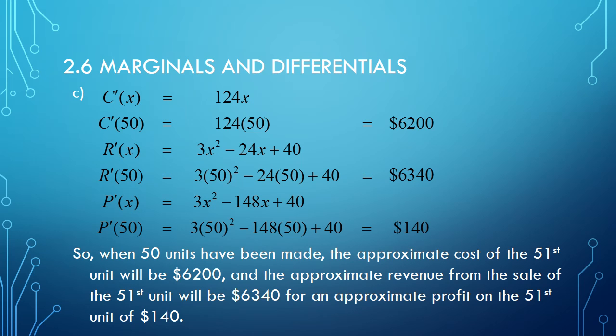So when 50 units have been made, the approximate cost of the 51st is $6,200. The approximate revenue from its sale is $6,340 for an approximate profit on that unit of $140.